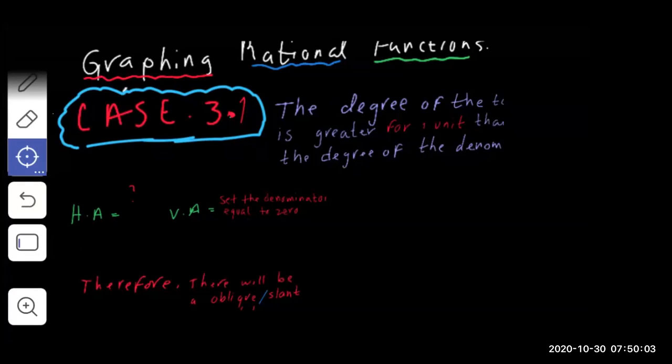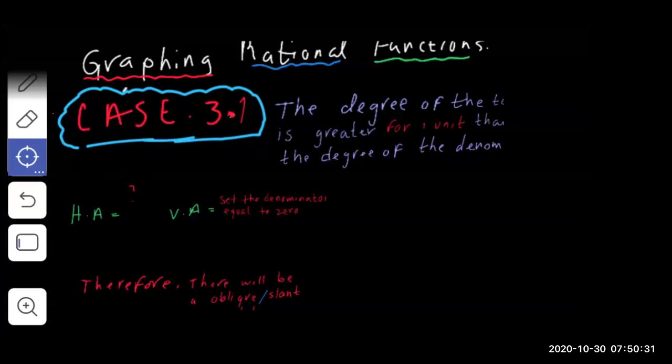And I'm going to ask you something. The vertical asymptote here, how can I find it? I need to set the denominator equal to 0 and solve. Notice that the vertical asymptote never changes. It doesn't matter whether you're working with case 1, 2, 3, or 3.1. You set the denominator equal to 0 in order to find the vertical asymptote. This is exactly the same. What is going to change?